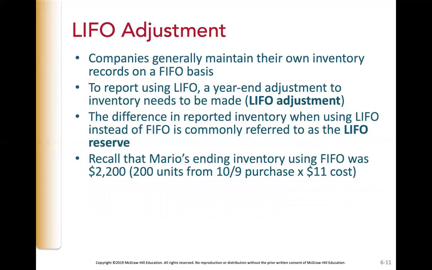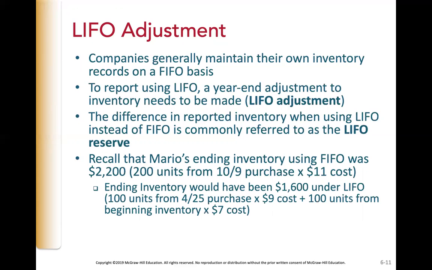So remember, Mario's ending inventory when he was using FIFO was $2,200. We just saw that in the previous slide with the T account, but it's the 200 units from the 10-19 purchase at an $11 cost that is his ending inventory under FIFO. It's really easy to determine his LIFO adjustment because we would just look back and see what his ending inventory would have been had he used the LIFO method. If he had used the LIFO method, ending inventory would have been $1,600.